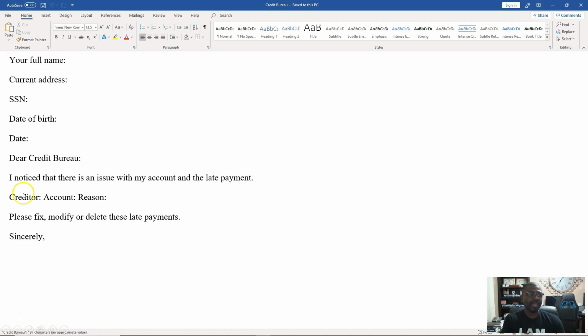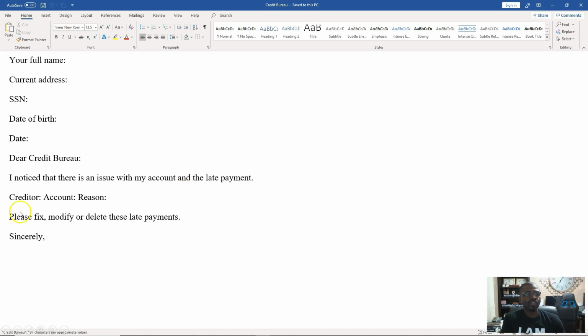Check this out. Hey, credit bureau, I noticed that there is an issue with my account and the late payment. Straightforward. No lying, no misrepresentation, no misleading, nothing. Because again, the credit bureaus don't care. A computer reads this letter. So why are you trying to put all these fancy things in the letter when the credit bureau is not even reading the letter? A computer reads it, right?